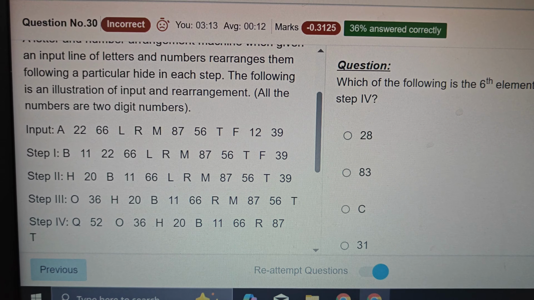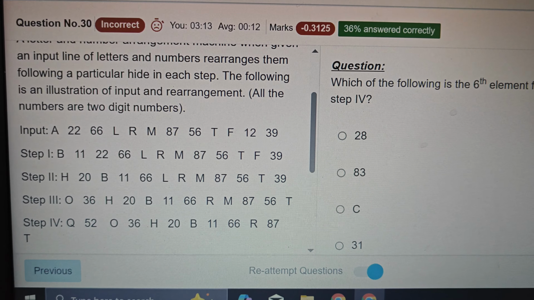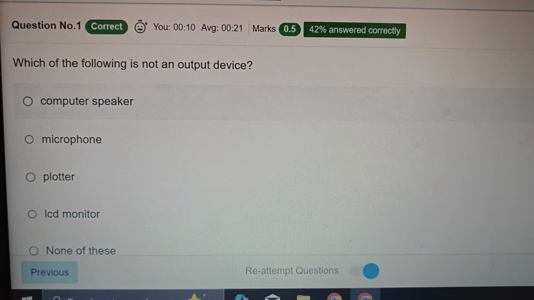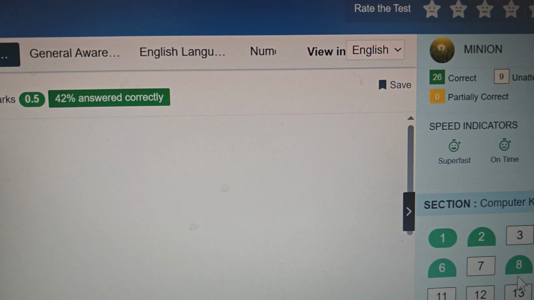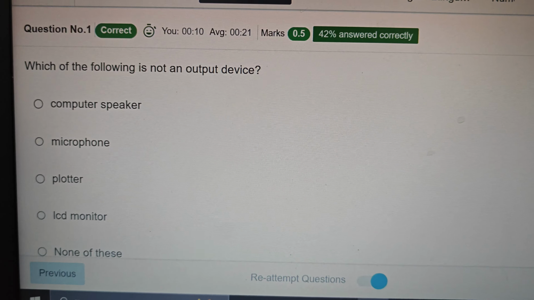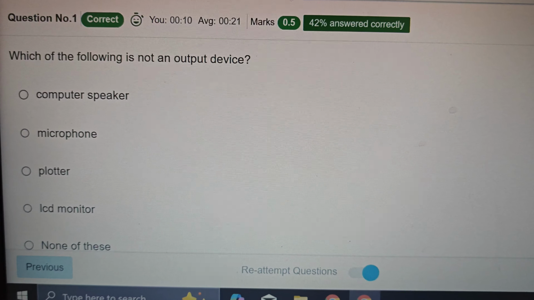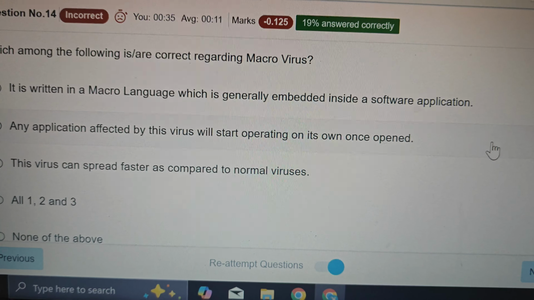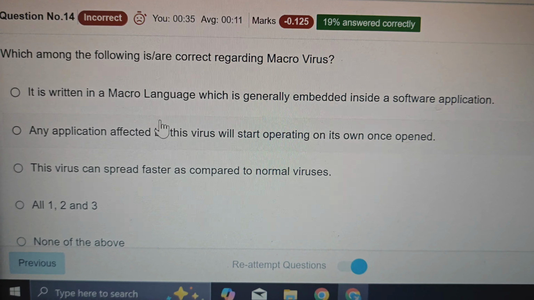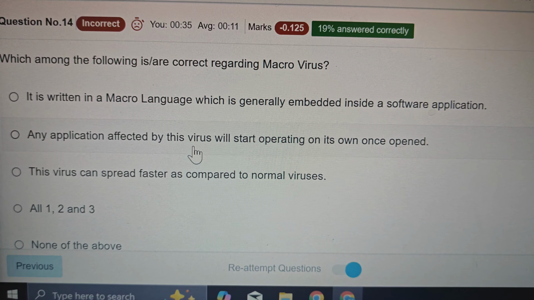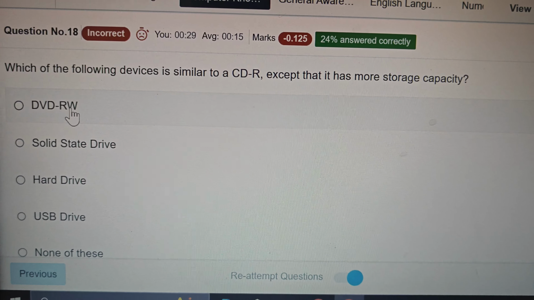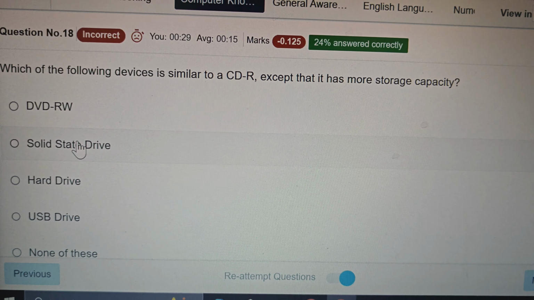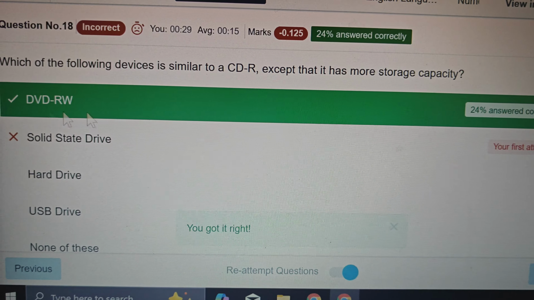So here I attempted 14 questions and I got only 9 correct. Then coming to the computer section, here I attempted 31 questions, but 26 were right. I made 5 questions wrong here. One is the 15th one. I was not sure that macro was also a language, so that's why I marked B as the answer, but the answer was all of the above. Then the 18th one. Firstly I felt this one as the answer, but later I marked solid state drive, but this was the answer.